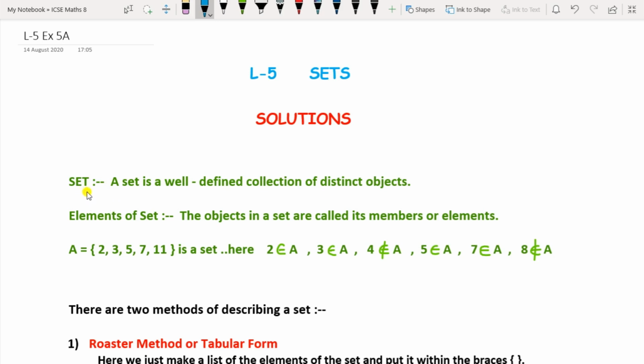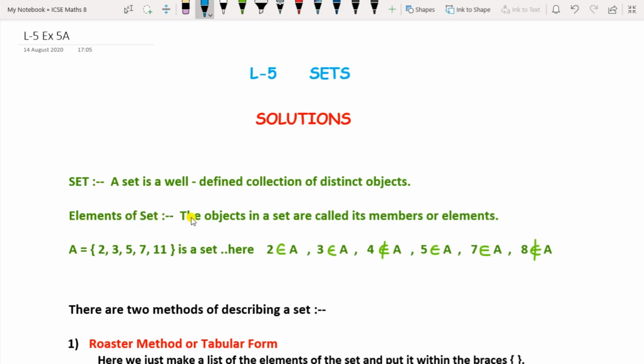A set is a well-defined collection of distinct objects. For example, the natural number set, whole number set, integers, and rational numbers are all sets. Besides that, the number of students in the class is also a set. If you take the number of boys of standard 8, that is also a set. So that is called a set.